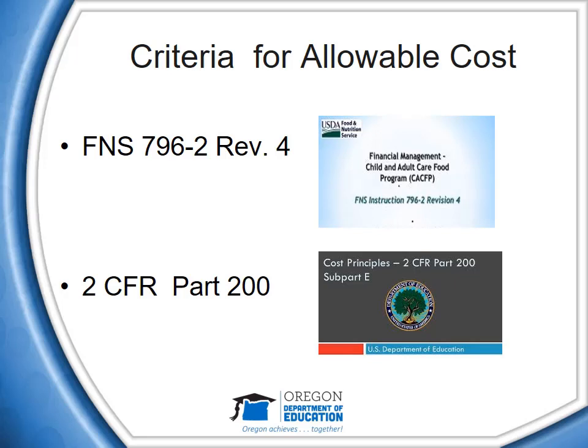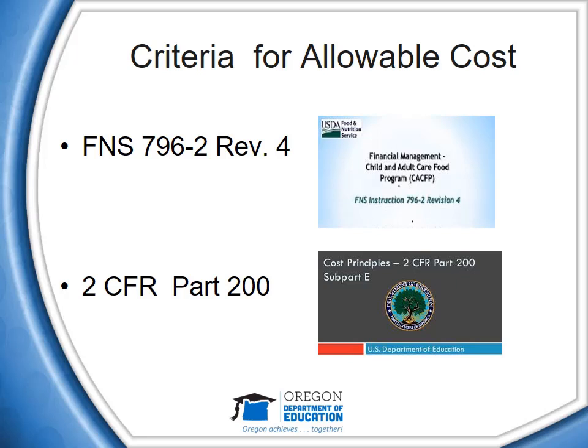In order to determine if a cost is an allowable cost, we will discuss the reference materials available and a brief description of each type. FNS 796-2 Revision 4 is the USDA financial management guidance developed specifically for the CACFP. It applies to all CACFP sponsoring organizations, whether they are public, nonprofit, or for-profit. It contains guidance on monitoring the nonprofit food service, standards for cost principles, guidelines for determining the allowability of costs, and identifies specific unallowable program costs.